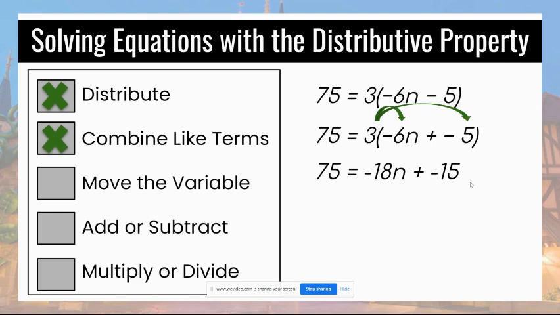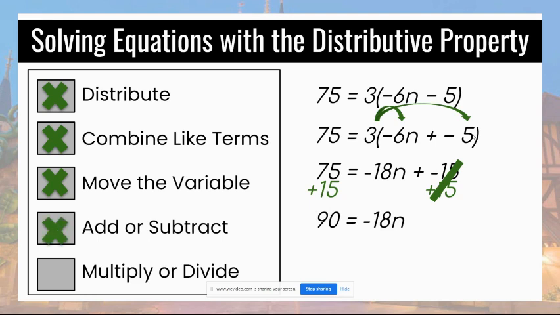Now it's time to move the variable. Well, there's not a variable on both sides of the equation, so I can't do that. So now we're down at add and subtract. So I'm going to add 15 to both sides because that's the opposite of negative 15. Negative 15 and positive 15 will cancel. So I'm left with 90 is equal to negative 18n.